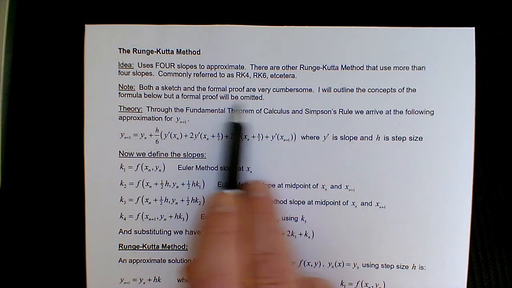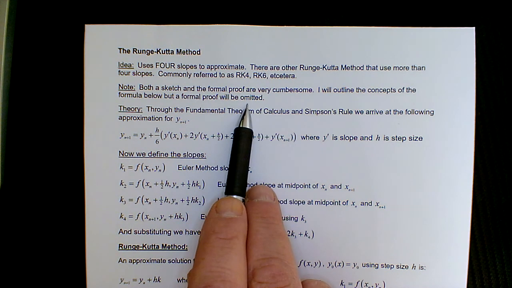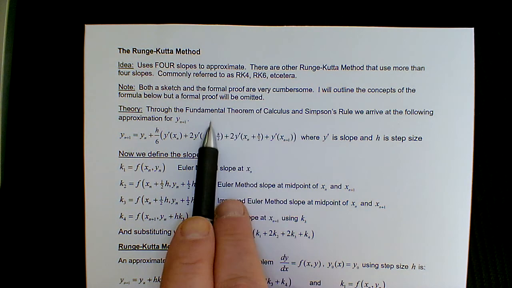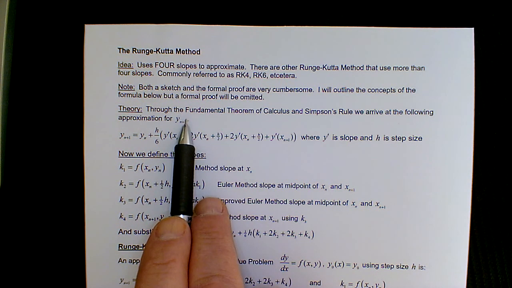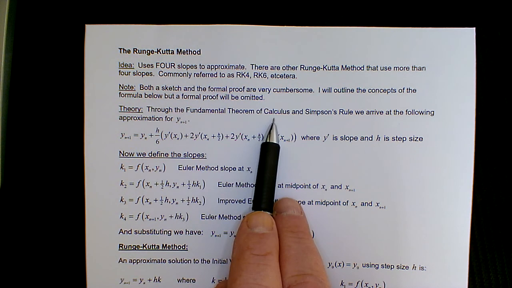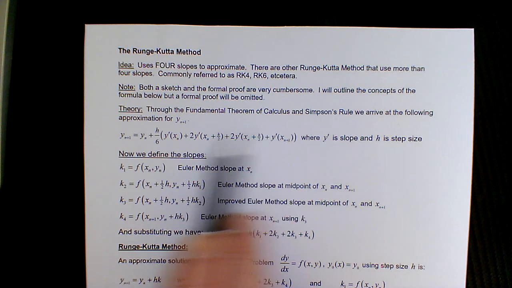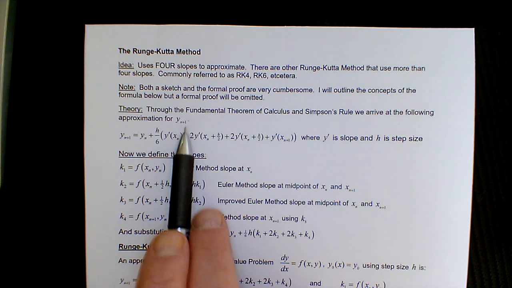Sketching this and the formal proof are very cumbersome, so for the sake of time, I'm going to omit them this time, unfortunately, but if you're interested, I'd be more than happy to supply you with the proofs and a reference for a sketch. But the theory behind the formula is, after using the fundamental theorem of calculus and Simpson's rule, so that's way back from calculus 1, we get the following approximation for our solution, y sub n plus 1.